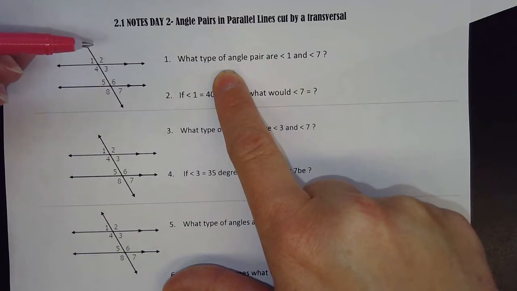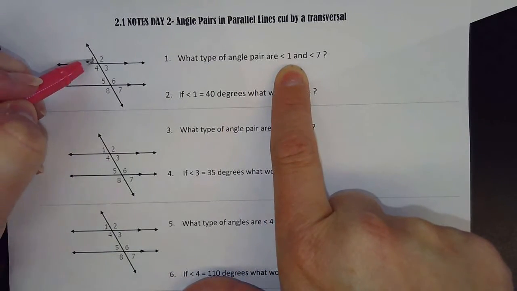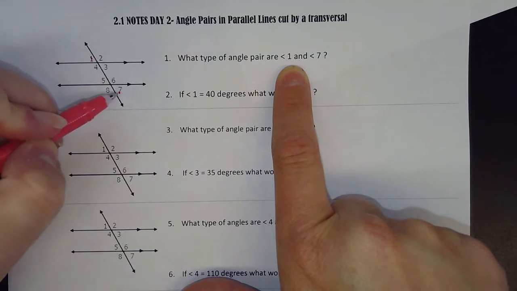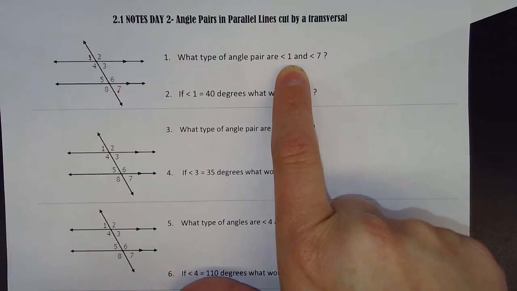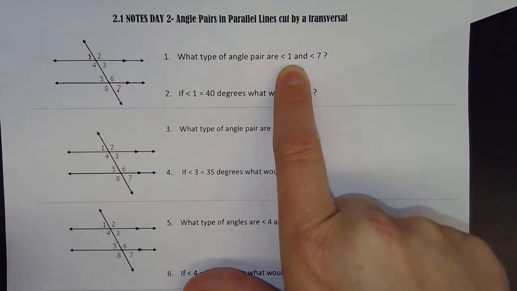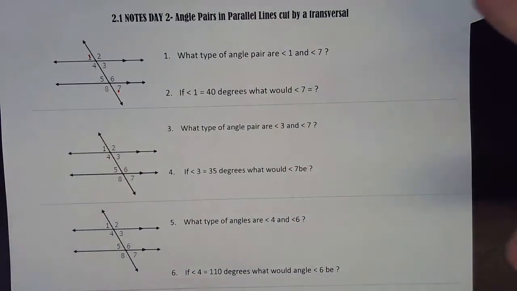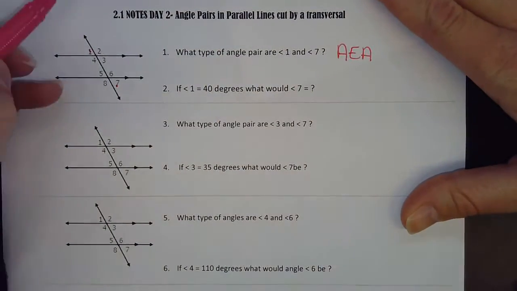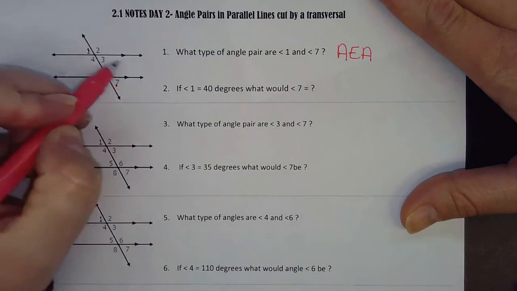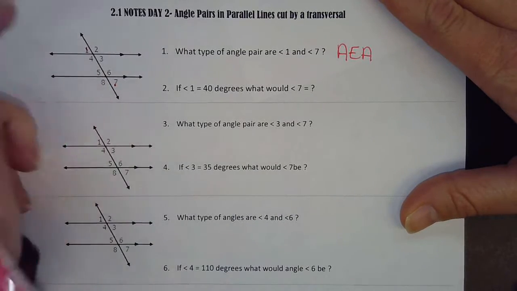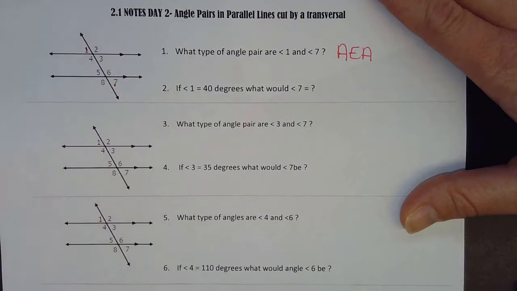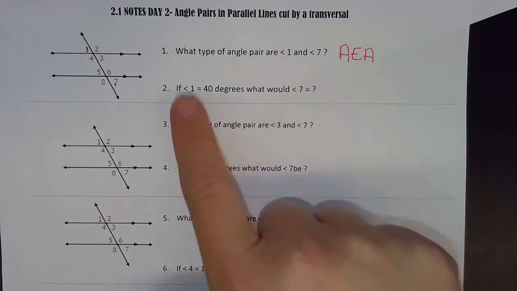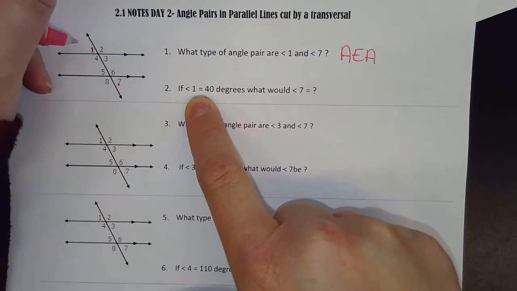So for the first thing here, it says, what type of angle pair are 1 and 7? So thinking about yesterday, 1 and 7 would be what kind of angle pair? What are their names? Alternate exterior angles. They're alternate exteriors because they are on alternate sides, opposite sides of the transversal, and they're on the exterior, or outside, of your parallel lines. So if they're alternate exterior angles, we know that it tells you right here that angle 1 is 40 degrees.